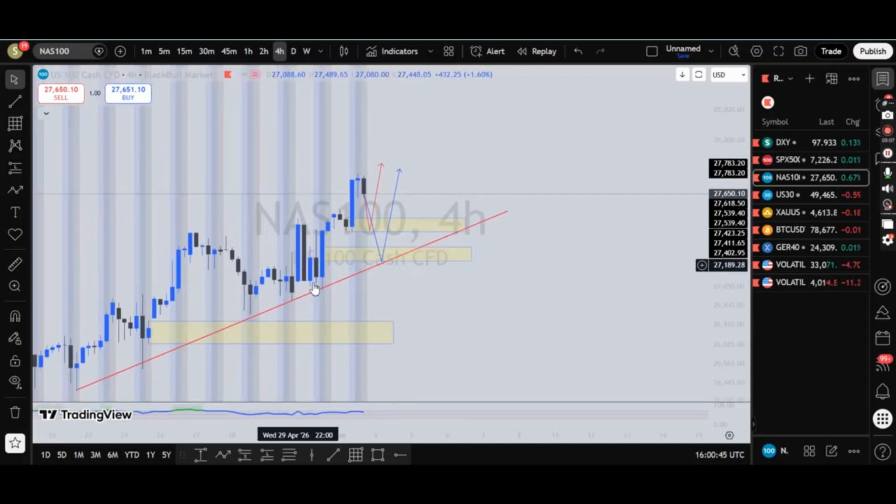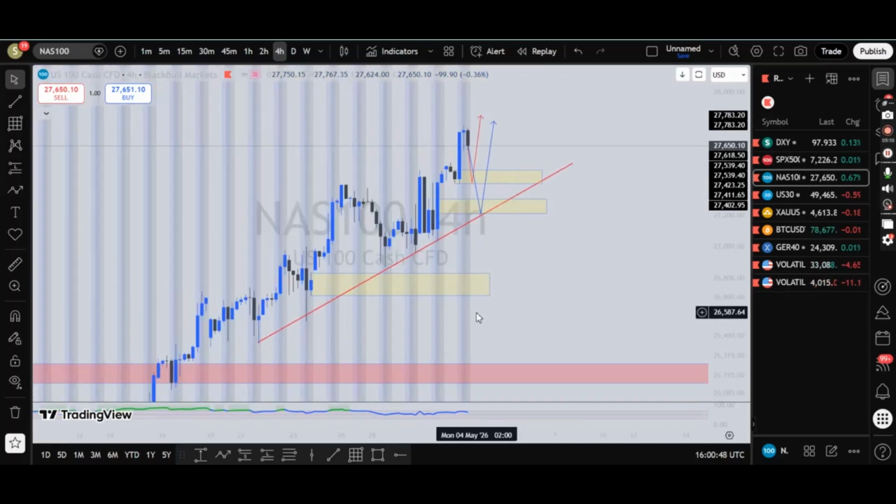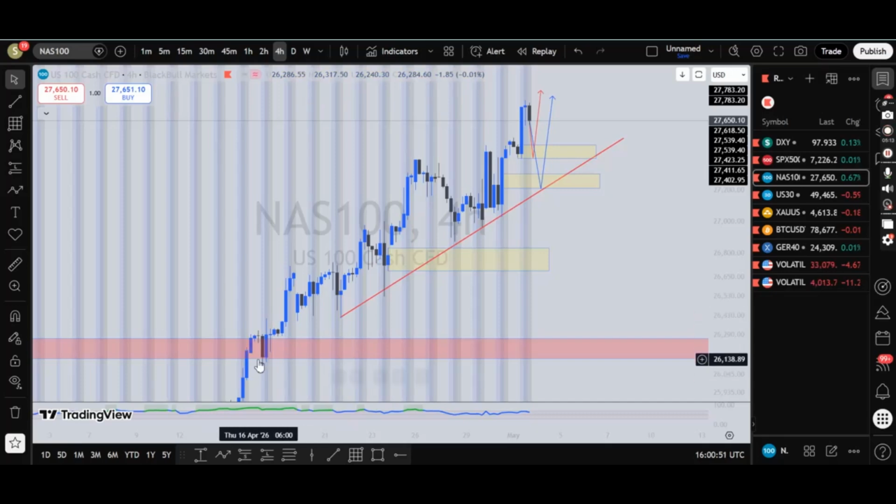When you look at the 4 hour time frame, you can see clearly we are in a bearish move, having a low. Let's trade on this. This is a 4 hour time frame.